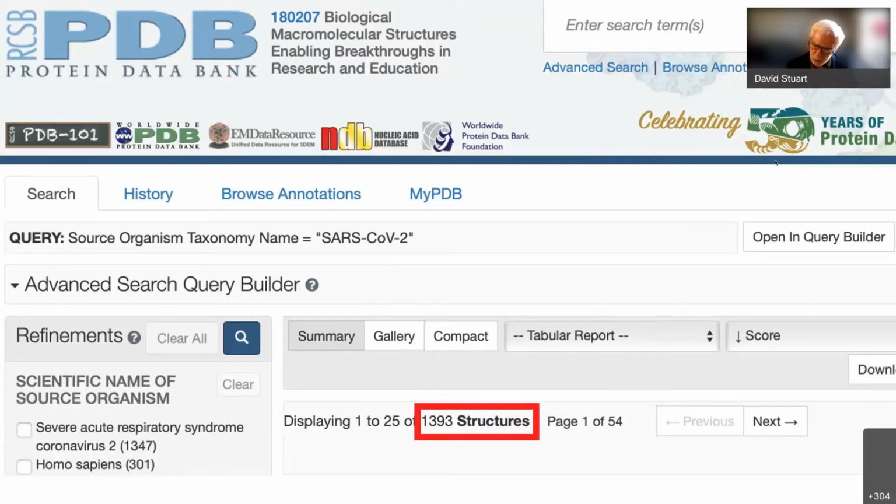In terms of where we are with structural biology, yesterday I did a search of the protein data bank, which is where all of the public protein structures are deposited, and at that point there were approximately 1,400 structures, and of those, the large majority, about 2/3, have come from crystallography.